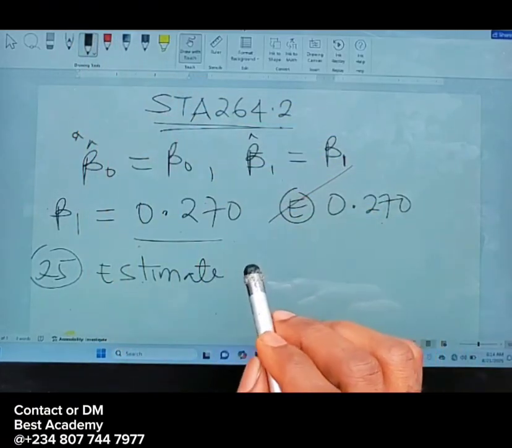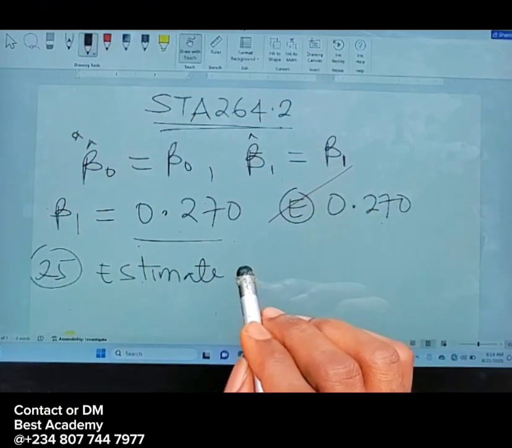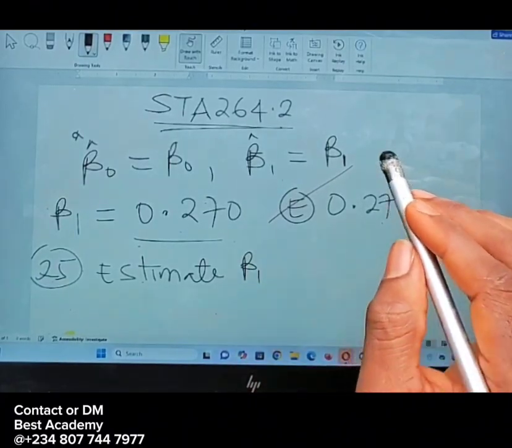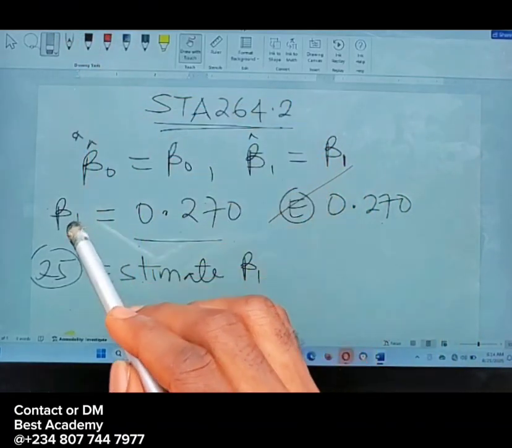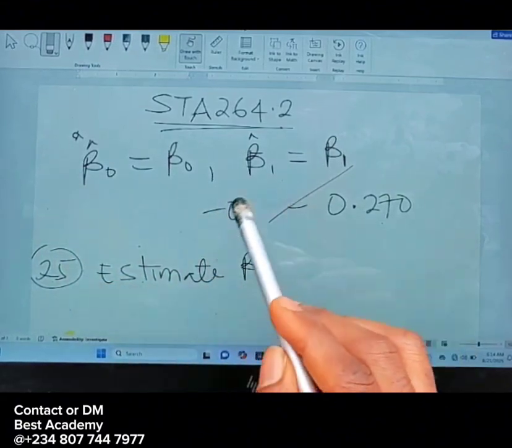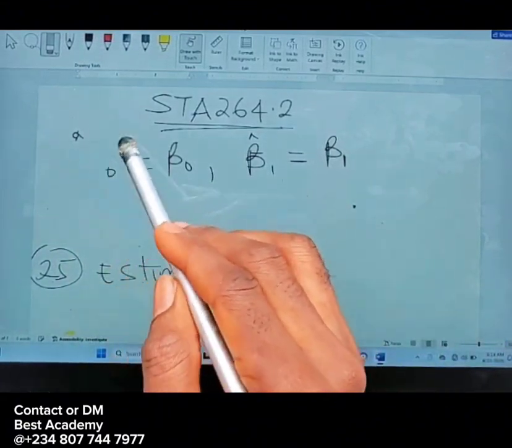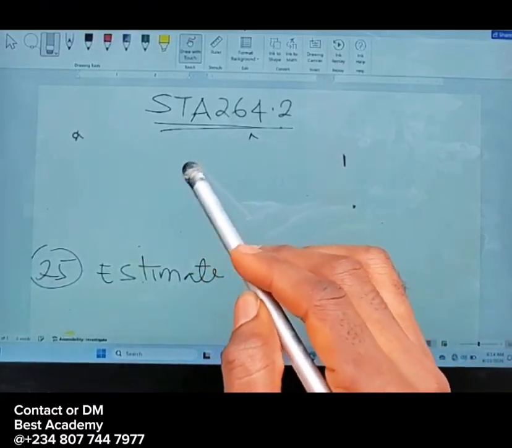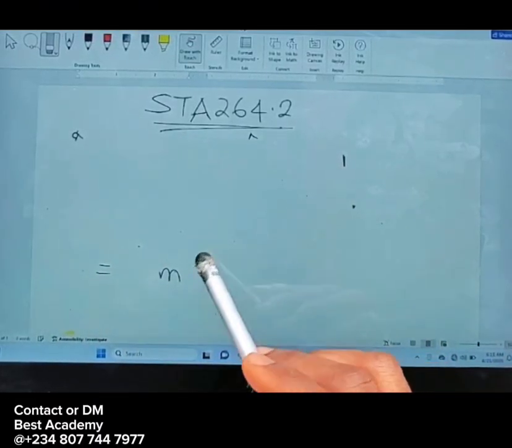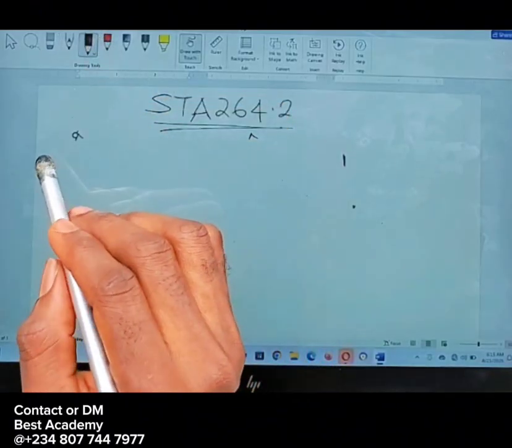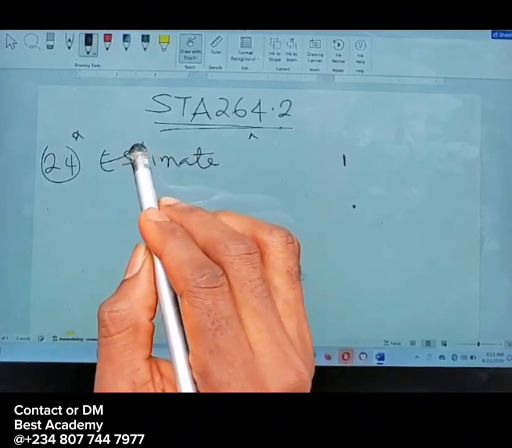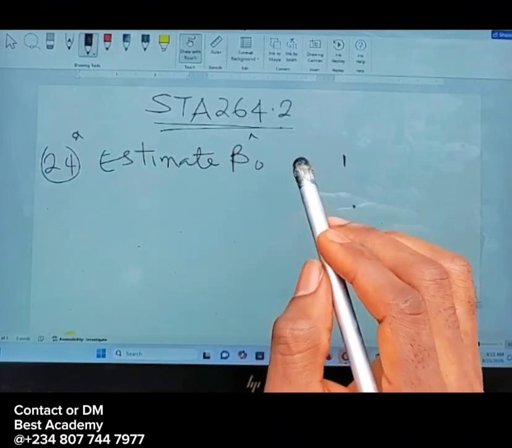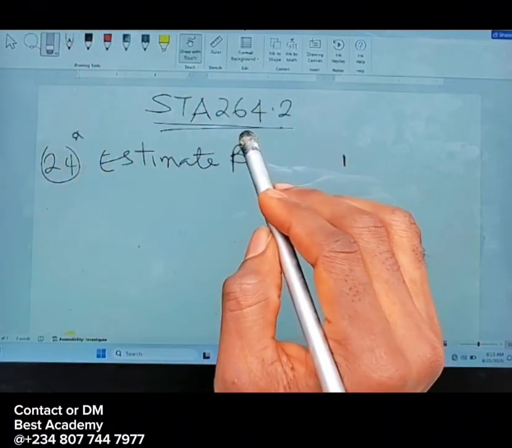Okay, the next question here is estimate beta 1. We are asked to find beta naught. Sorry. Question 24. We are asked to find estimate beta naught. I'm sorry for this, please.